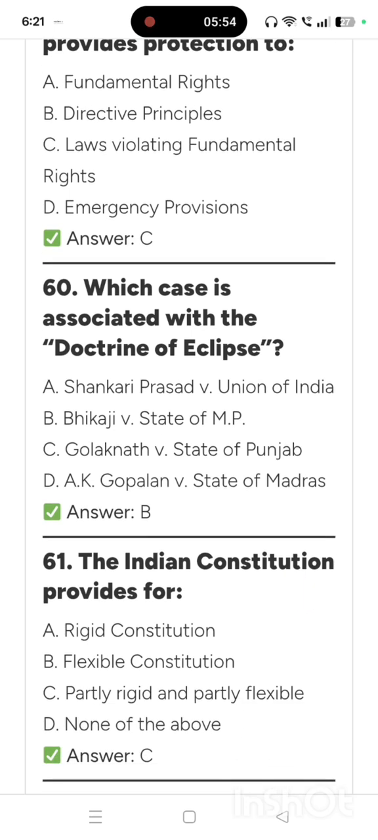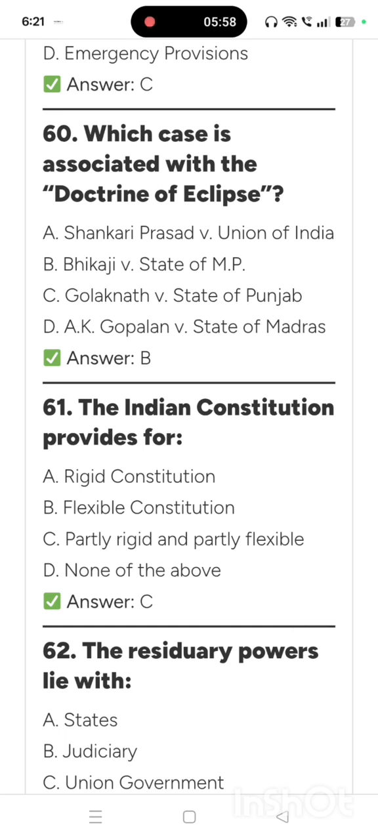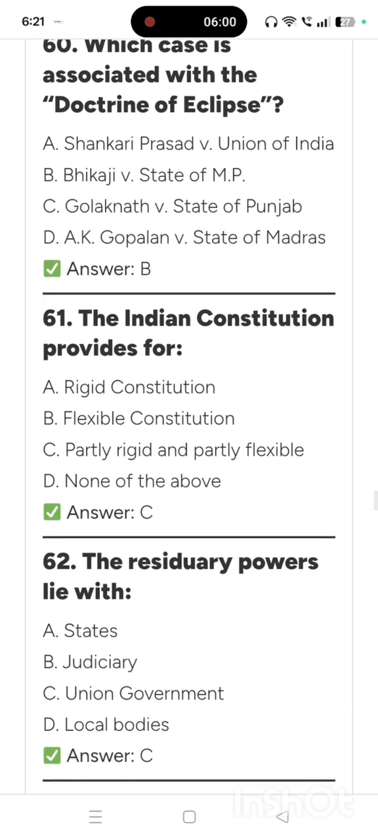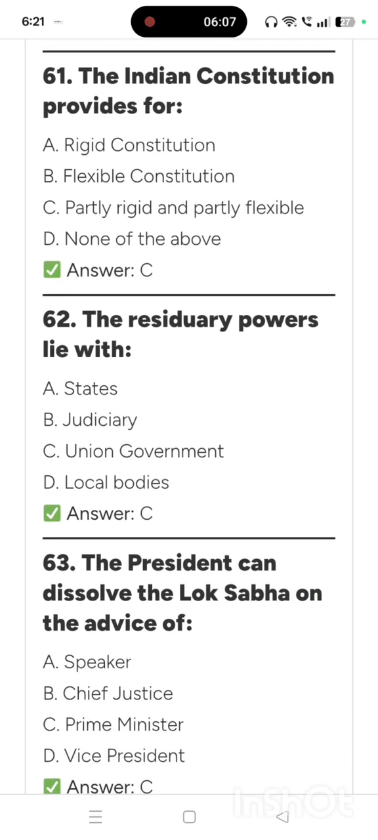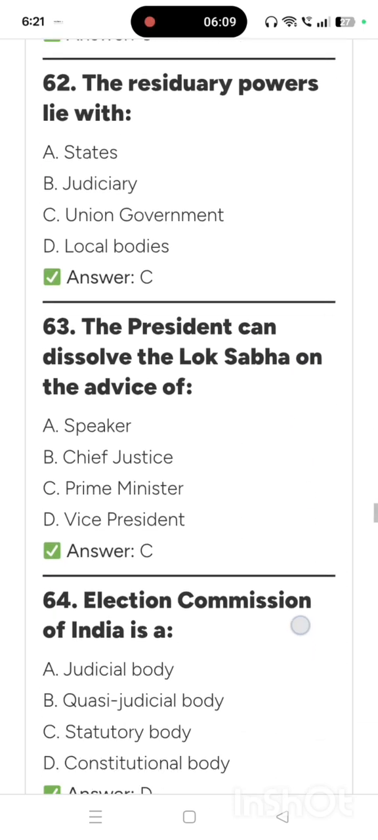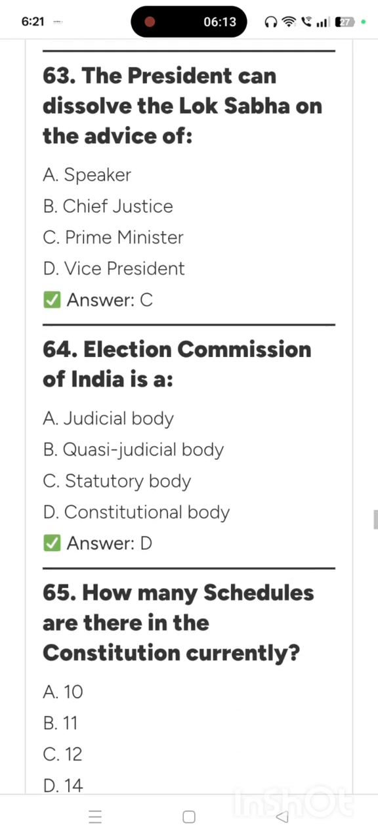Which case is associated with the doctrine of eclipse? Bhikaji versus State of MP. The Indian Constitution is partly rigid and partly flexible. The residuary powers lie with the Union government. The President can dissolve the Lok Sabha on the advice of the Prime Minister.